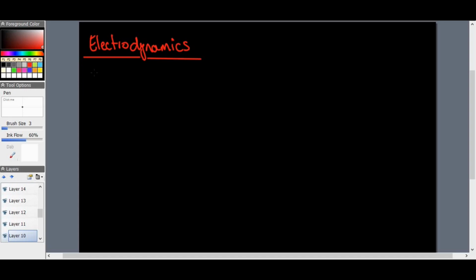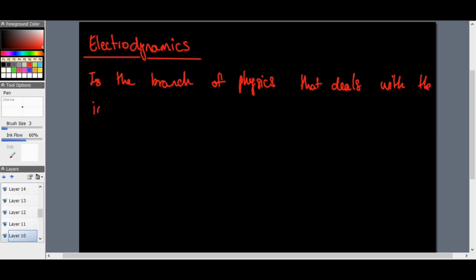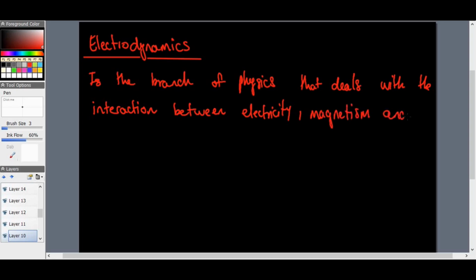Electrodynamics, first of all, is the branch of physics that deals with the interaction between electricity, which is the follow-on from electric circuits, which deals specifically with electricity, but the interaction between electricity, magnetism, and movement.